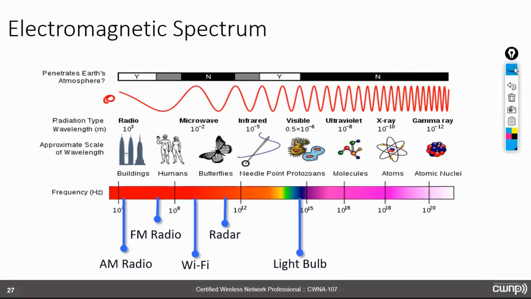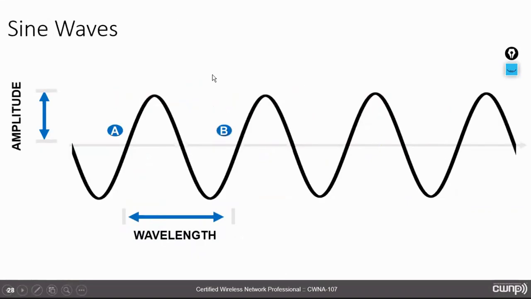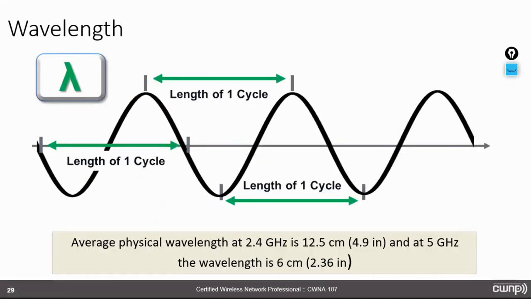And here we have the low frequency. So in this chapter, CWNA is going to teach you about waves and wavelength. This is the wavelength. The average physical wavelength at 2.4 gigahertz frequency, because we know in our industry we are allowed to use only two frequencies, 2.4 gigahertz and 5 gigahertz, right? Basically the gap between two upper crests is known as the wavelength.